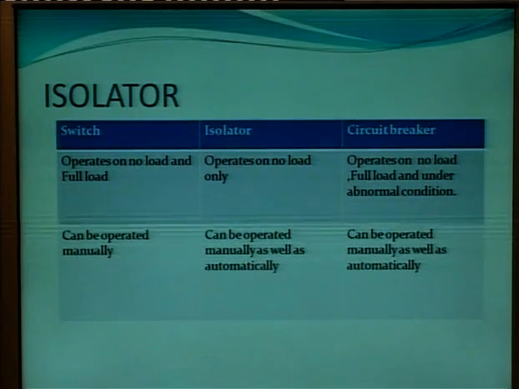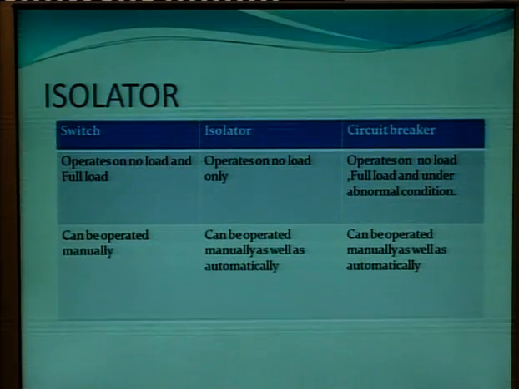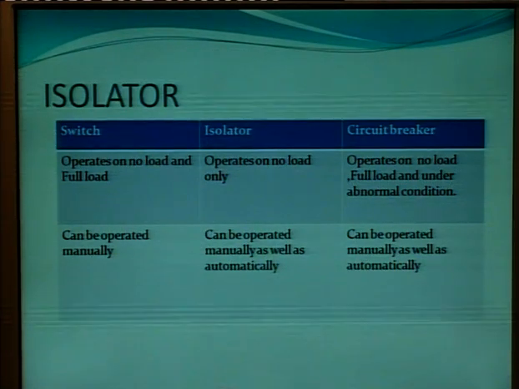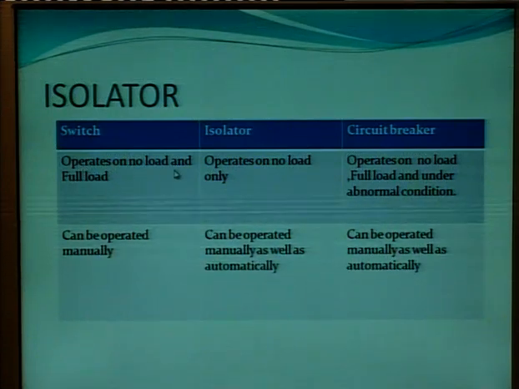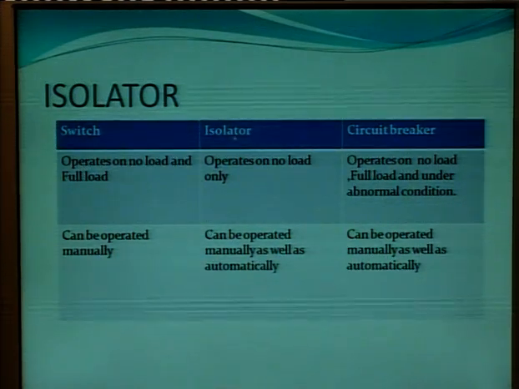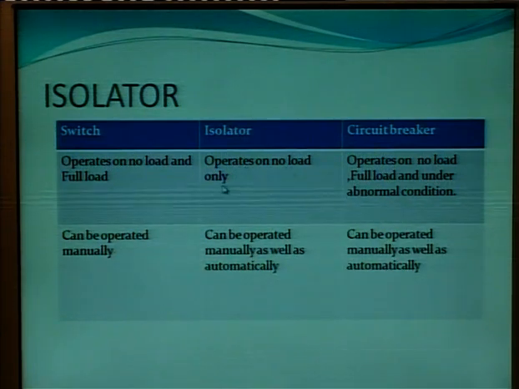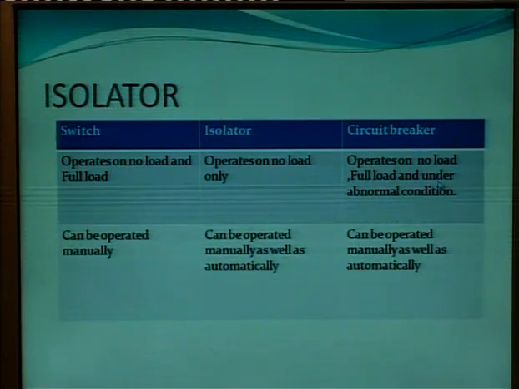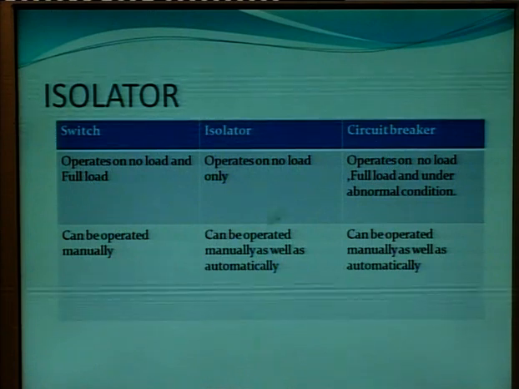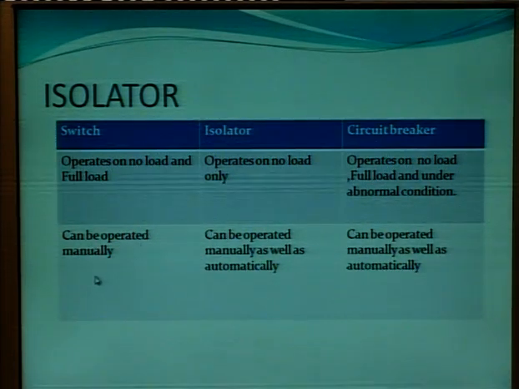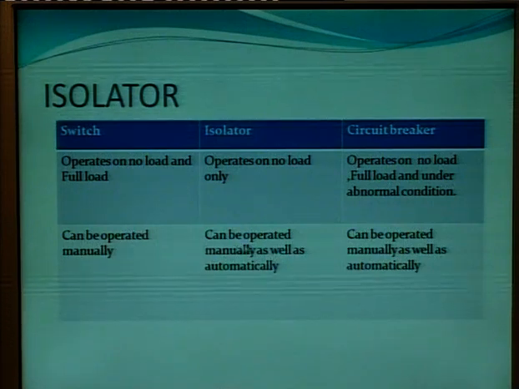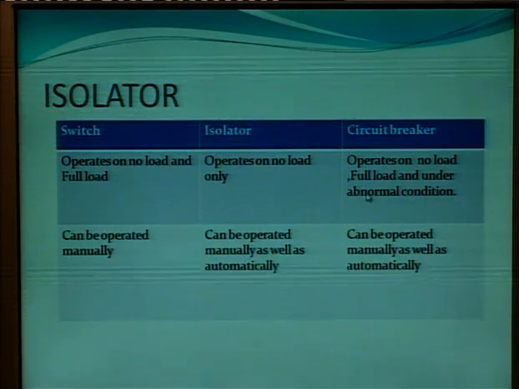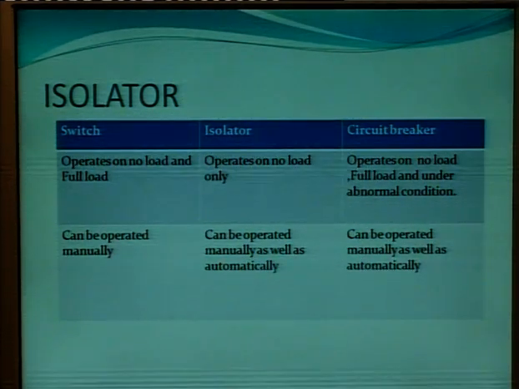So let us compare, first, a switch, an isolator and a circuit breaker. A switch operates on no load and full load, whereas the isolator only operates at no load, but the circuit breaker can operate on no load, full load and under abnormal condition. A switch can be operated manually. An isolator can be operated manually as well as automatically. Similarly, the circuit breaker can be operated manually as well as automatically.